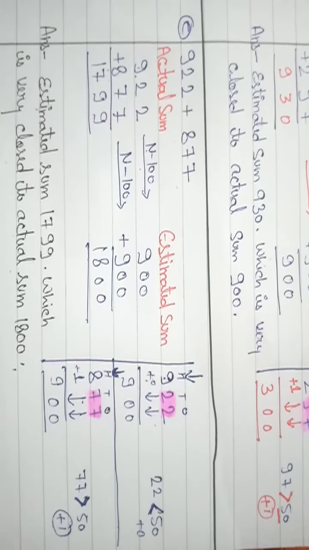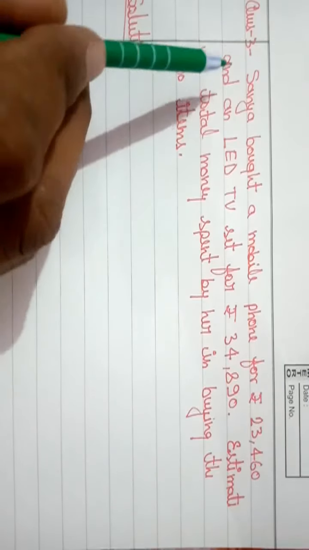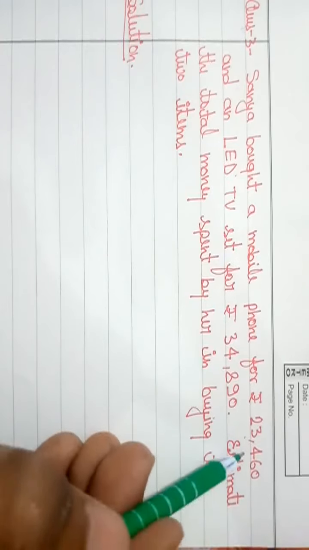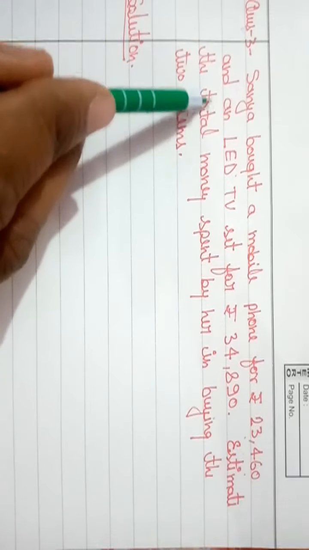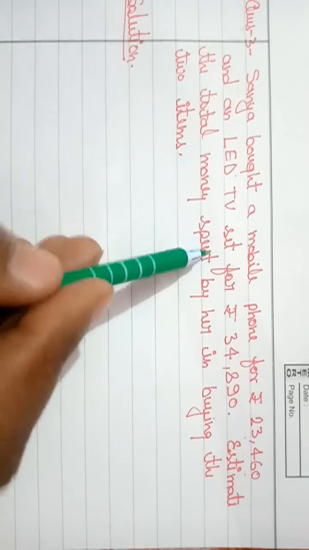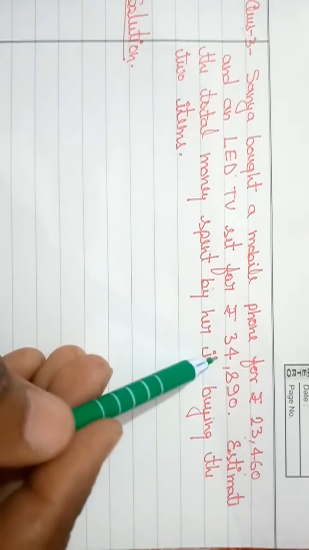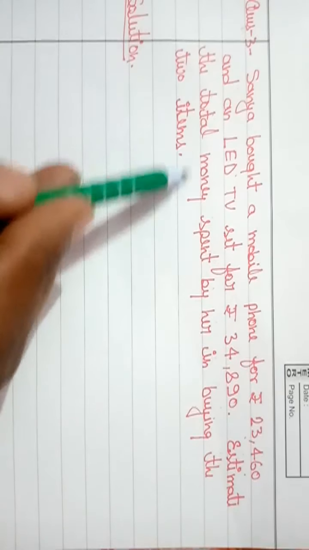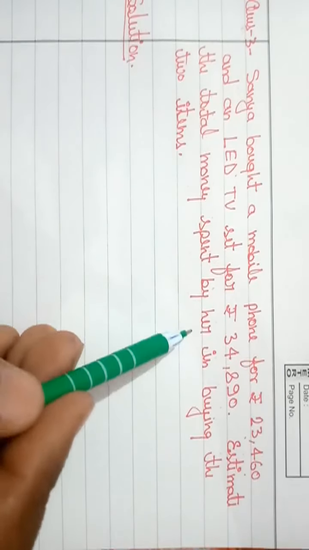And now the F part you will do yourself. Can you do it now? Okay, so I am starting question number 3. In this question, Sanya bought a mobile phone for rupees 23,460 and an LED TV set for rupees 34,890. Estimate the total money spent by her in buying the two items.